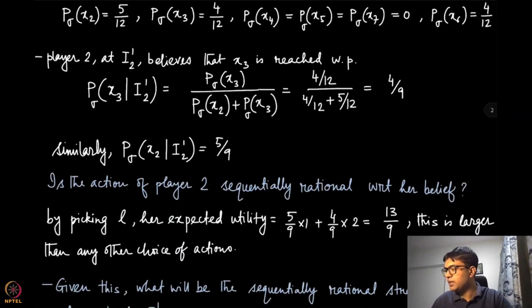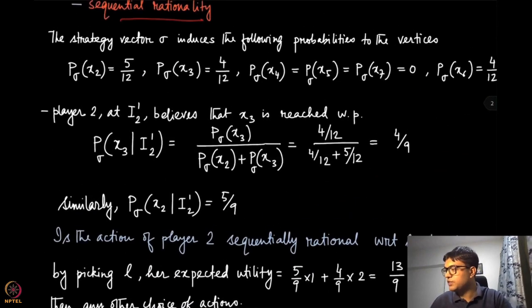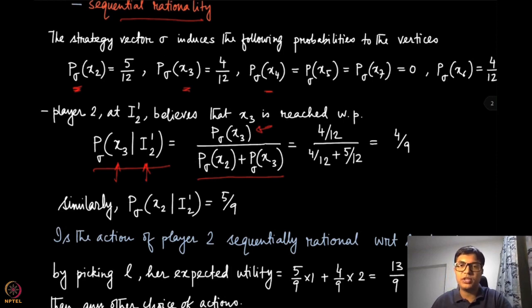So you can take a look at this. Based on the same strategy profile, we have actually derived the probability of reaching every node, and the conditional probability of reaching a specific node when it is at a specific information set is nothing but the total probability of reaching that information set as the denominator, and in the numerator you have the probability of reaching that particular node. So that is the belief. So essentially that is the numbers 4/9 and 5/9 that we have calculated.